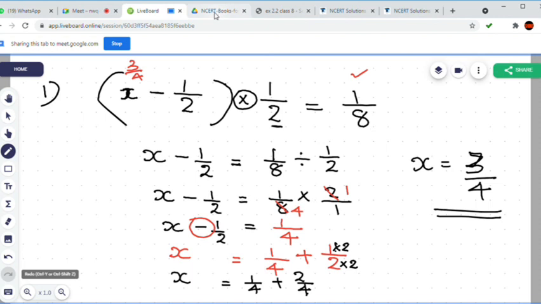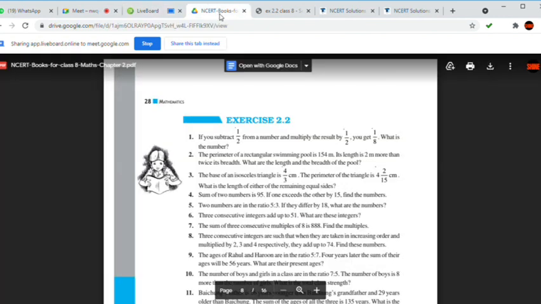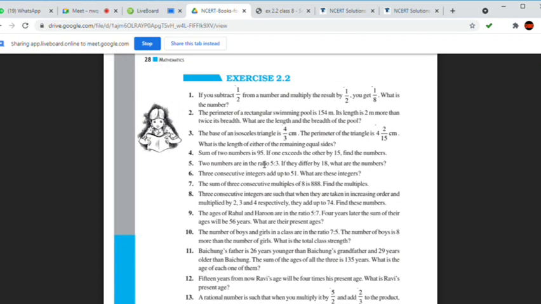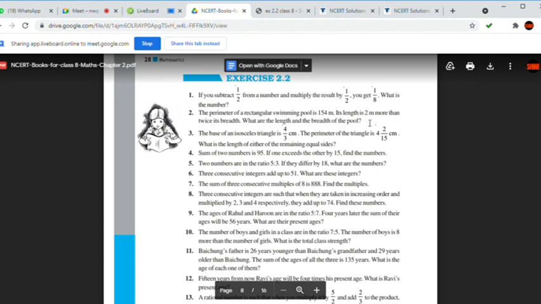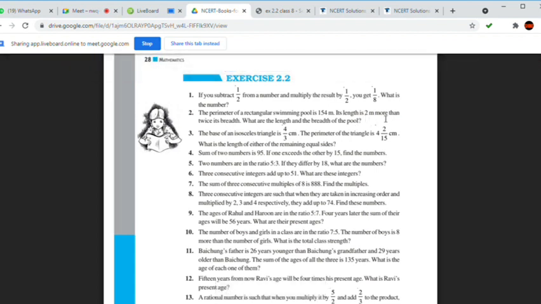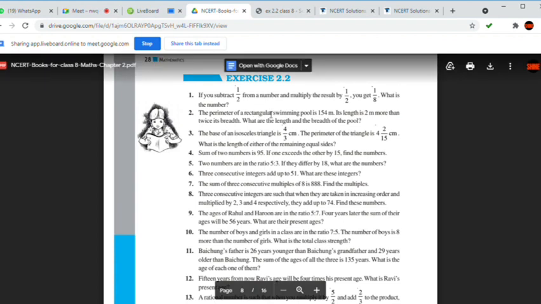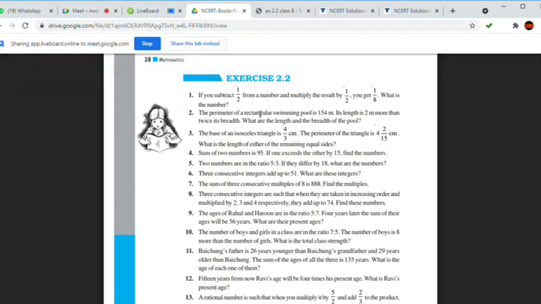Yes, miss. Okay. So all of you listen to the second question. The perimeter of a rectangular swimming pool is 154 meter. Its length is 2 meter more than twice its breadth. Okay, that sentence is the important thing there. So underline, its length is 2 meter more than twice its breadth. Okay, what are the length and breadth of the pool?